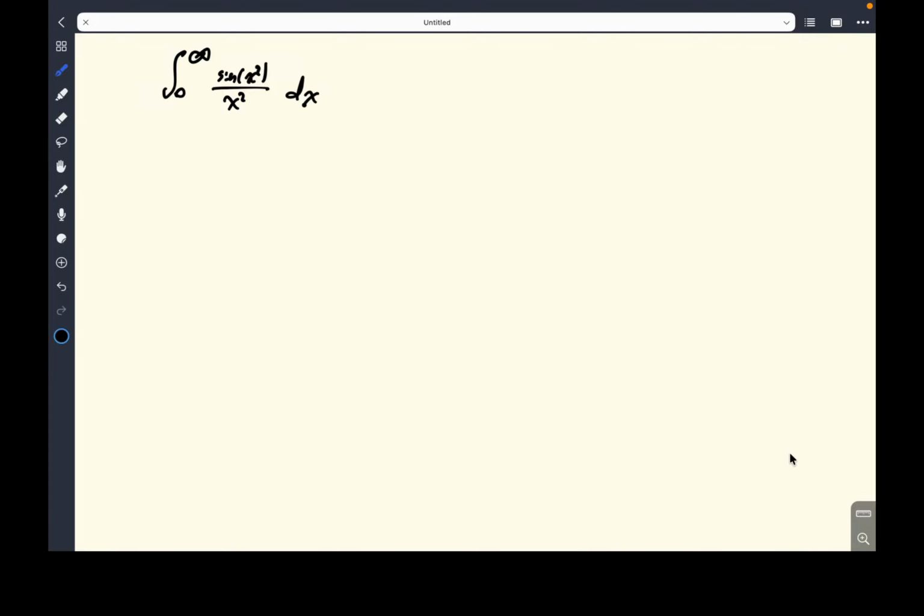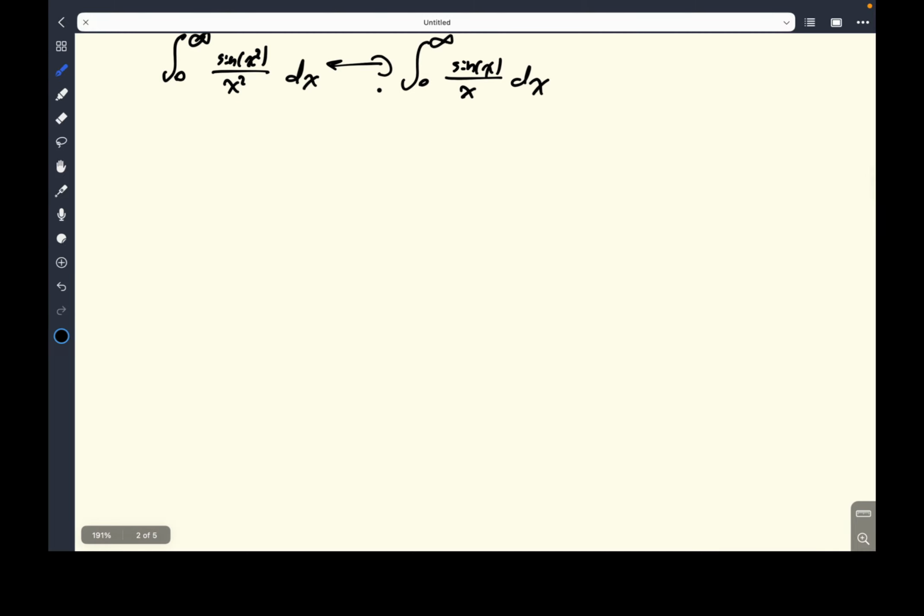Hello, in this video we're going to see how we should solve this integral, which is a little bit hard. But if you remember the way that we did the integral from 0 to infinity of sine x over x dx, the approach is just the same. I want to remind you that the integral from 0 to infinity of sine of x squared dx is root pi over 8.